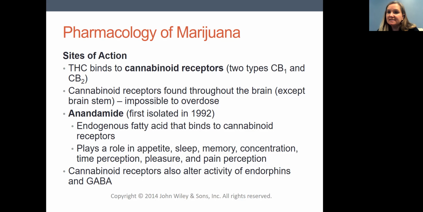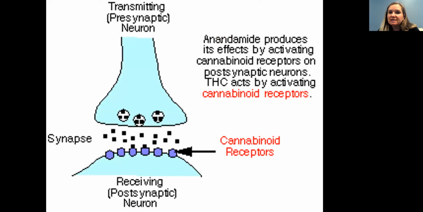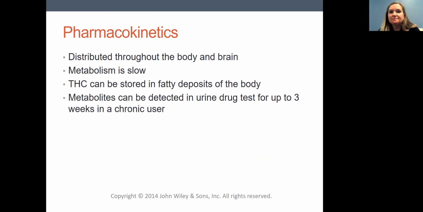And the other thing is that these neurotransmitter systems don't function in isolation. Cannabinoid receptors also alter the activity of endorphins and GABA. And so that's the other piece that will become more and more important to learn about: how does it affect the endorphin system and GABA and things like that. So here's just an image showing anandamide produces its effects by activating cannabinoid receptors of the postsynaptic neurons, and THC acts by activating those cannabinoid receptors. So again, maybe a little bit simpler to understand than some drugs.